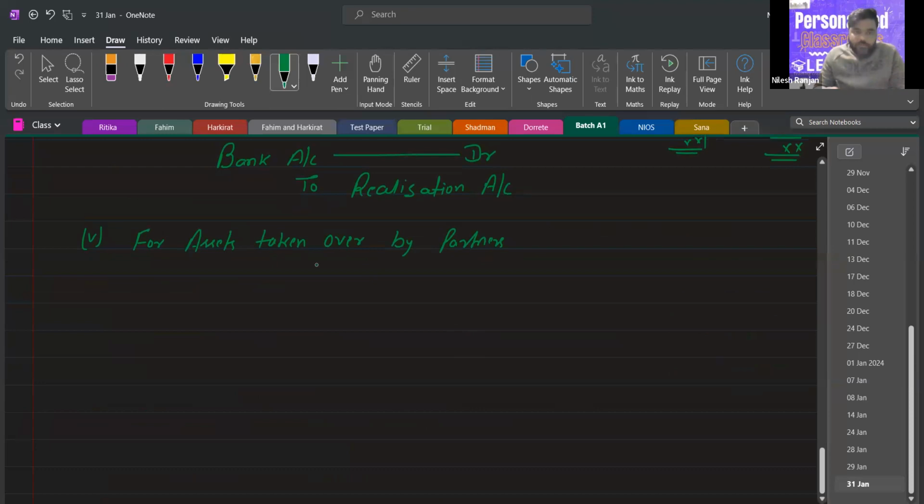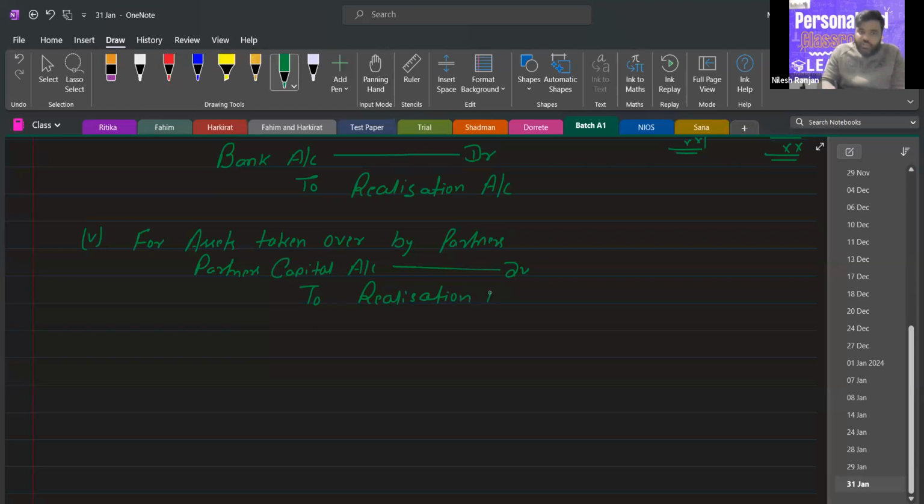Now, in the same manner, if assets are taken over by any partner, then it will be partner's capital account debit to realization account, because now we have to deduct this amount of asset from partner's capital account. So partner's capital account debit to realization account.